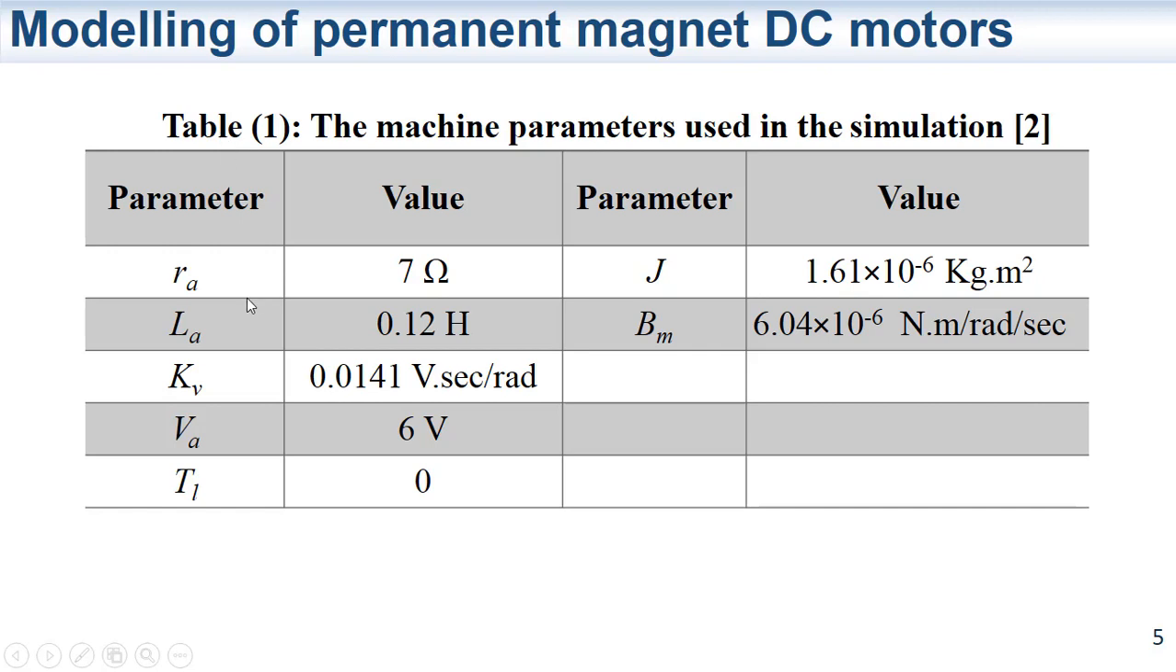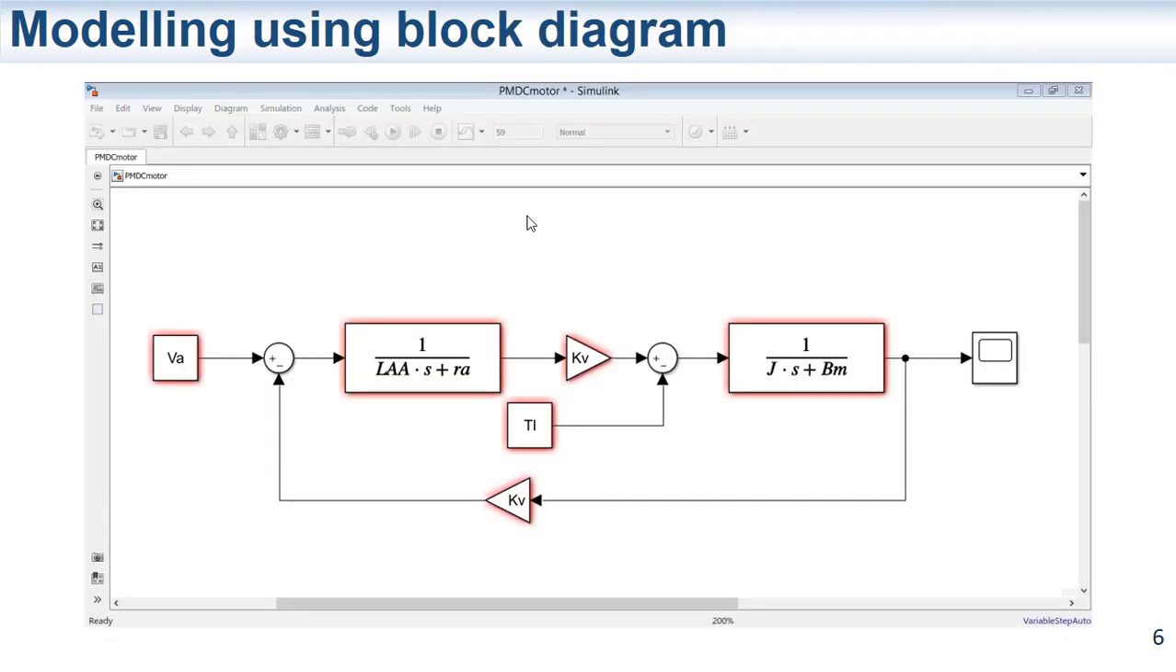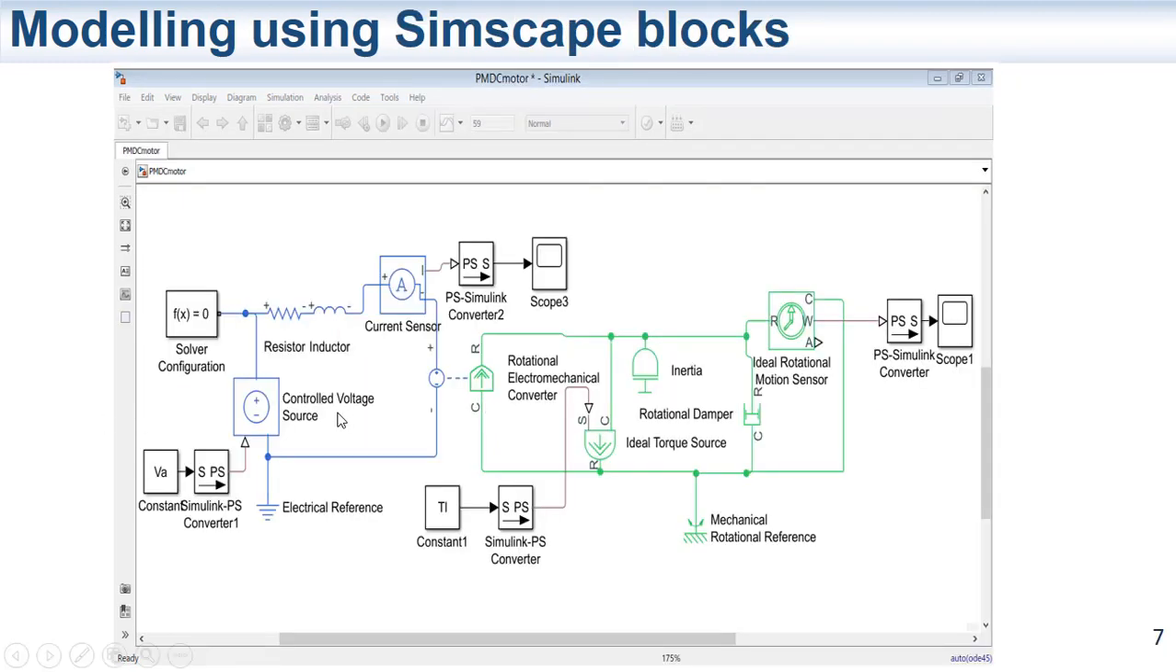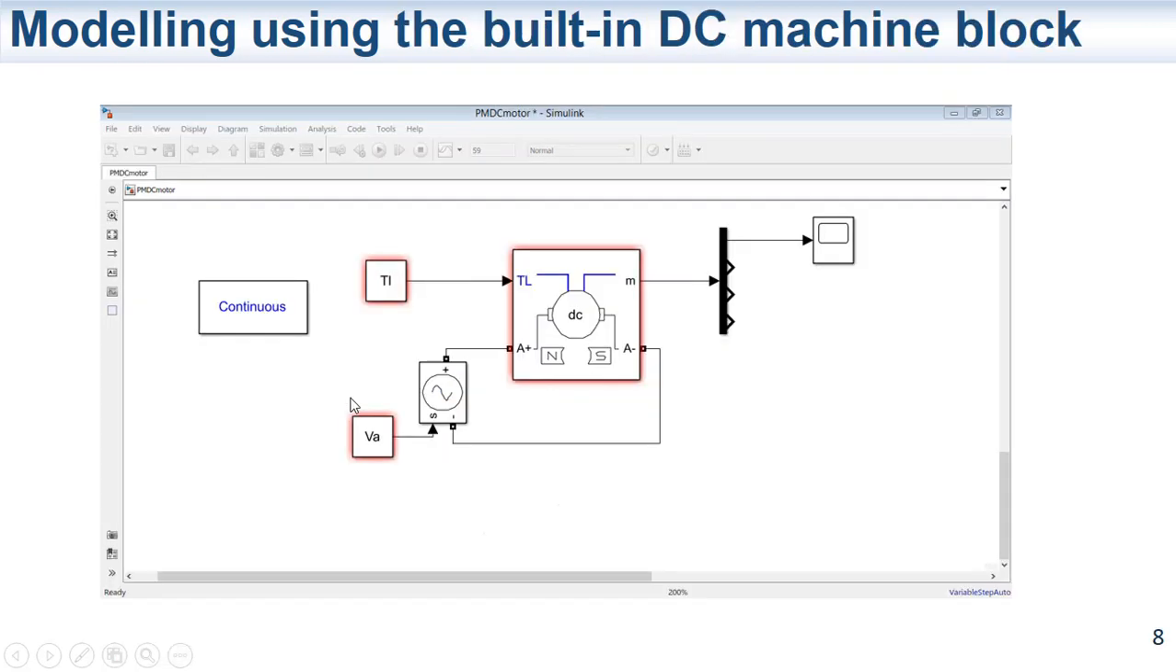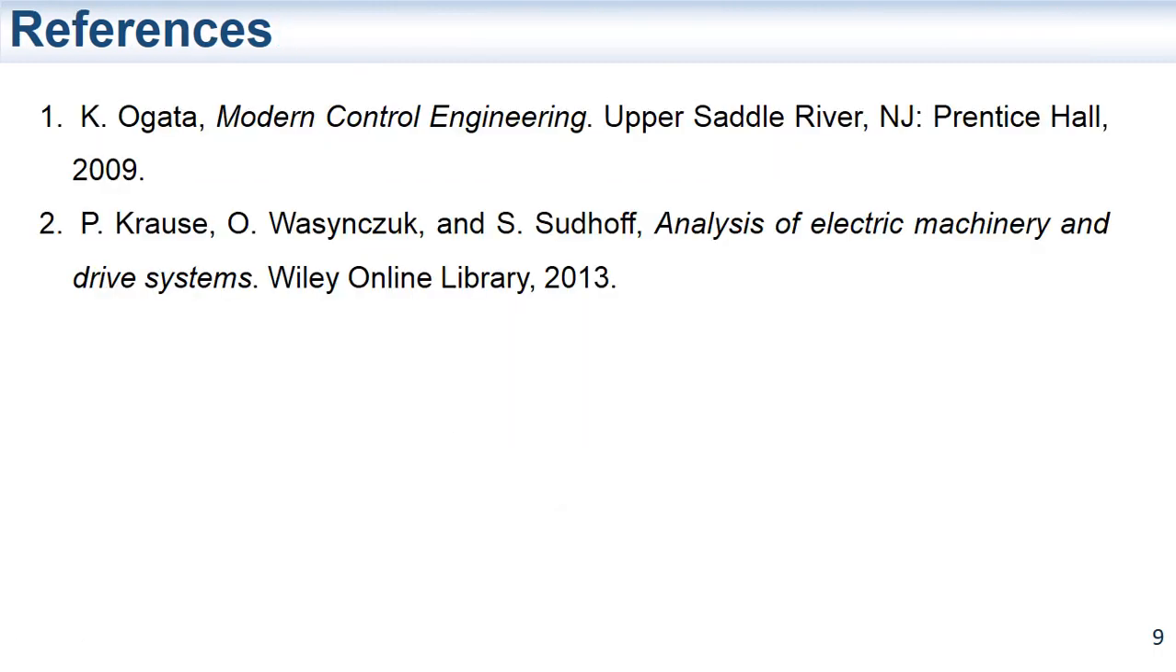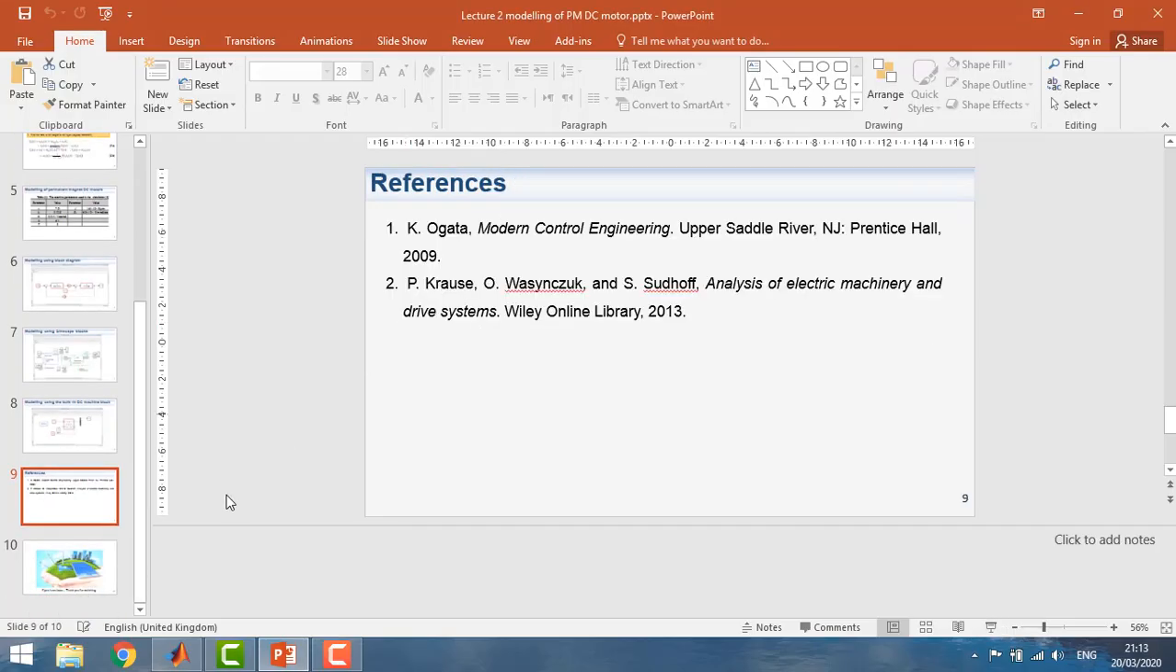Now, as we mentioned earlier, we follow three different approaches. The first one is to model the permanent magnet DC machine using a block diagram as shown, and using Simscape components which represent electrical and mechanical components. And then we try to validate the previous two models using the DC machine block already available in Simscape. I think it's available in MATLAB versions from 2013 and above. Now the references cited in this video are shown here, and I've already started MATLAB.